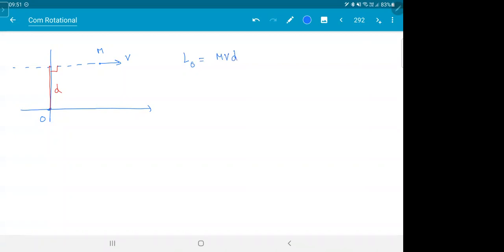Mass, velocity, perpendicular distance. What is the direction? This would have rotated like this, na? This is V. This is the perpendicular distance. This is the axis. We will rotate like this. So it is minus k cap. Got it? You have to get the direction and the magnitude.